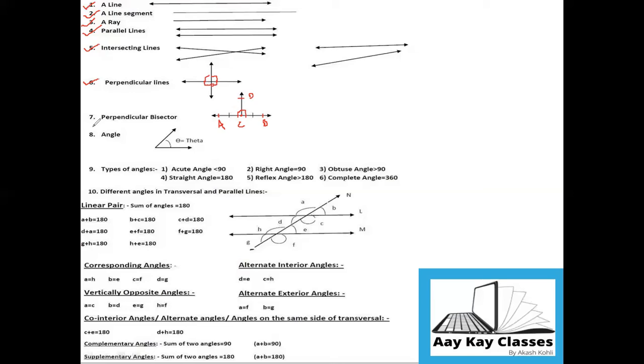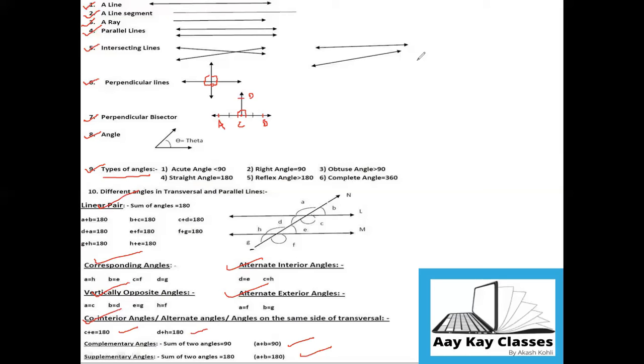Now I have told you about theta, the angle. Now we have studied types of angles: acute angle, right angle, obtuse angle, straight angle, reflex angle, and complete angle. Now we have transversal and parallel lines. We have studied A, B, C, D, E, F, G, H. We have studied linear pair. Yes. We have studied corresponding angles. Yes. We have studied vertically opposite angles. Yes. Alternate interior and alternate exterior angles. Then these are co-interior angles. We have studied about it. And now the last is complementary and supplementary angles. So we have completed the whole chapter and now you are able to solve the sums.